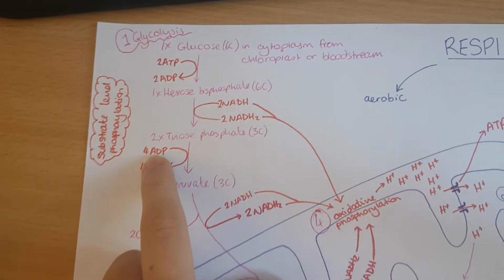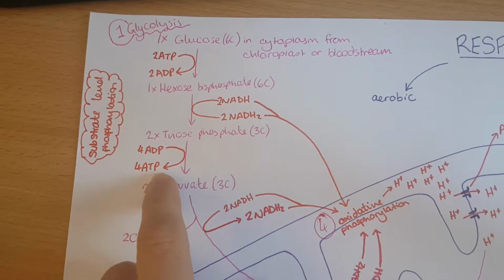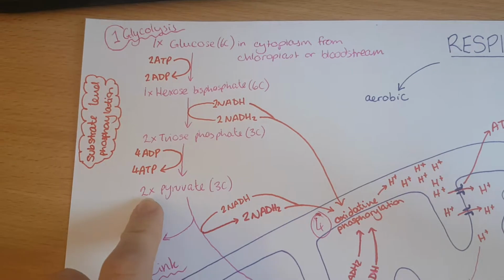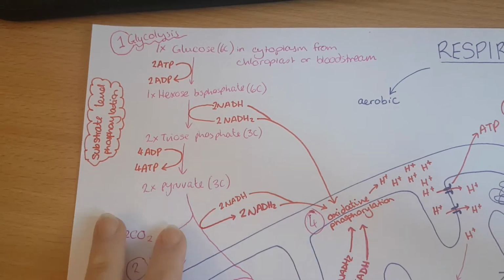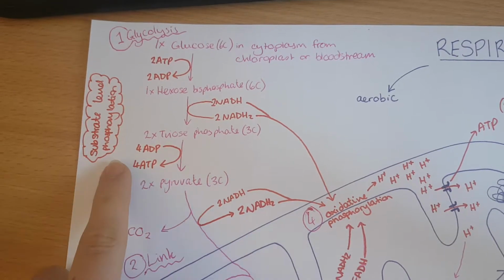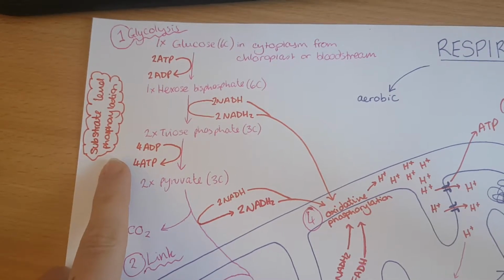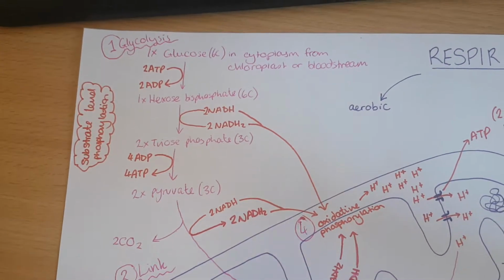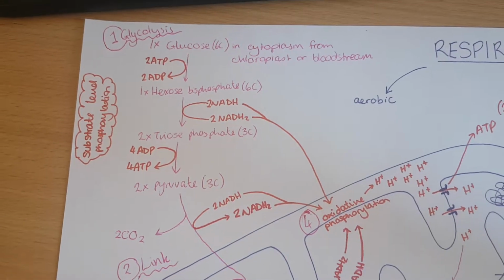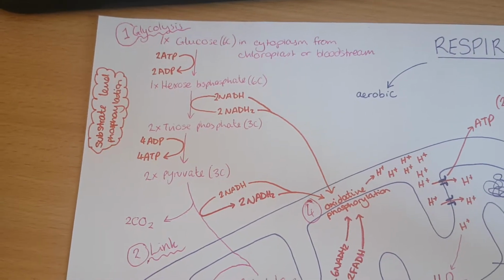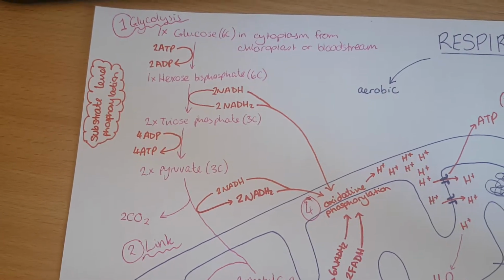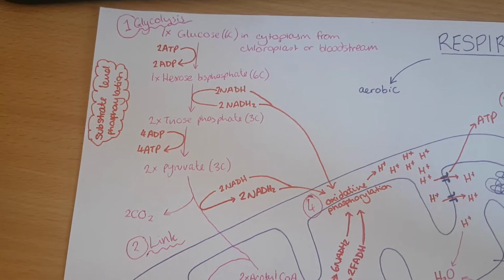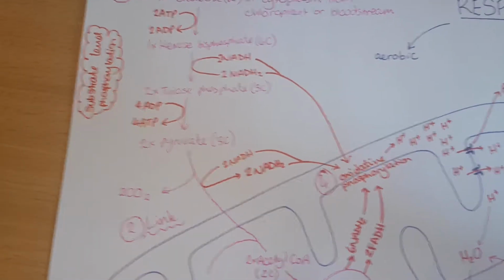Then it's dephosphorylated, and ADP is phosphorylated to make 4 ATP. So we're getting a net gain of 2 ATP molecules in glycolysis. 2 ATP molecules already, that's fab. Substrate level phosphorylation is the name of the way that this ATP has been made, okay? Substrate level. That means it's being made not through oxidative phosphorylation. And don't forget, it's all about making ATP. So we've got 2 ATP molecules already. Fantastic.